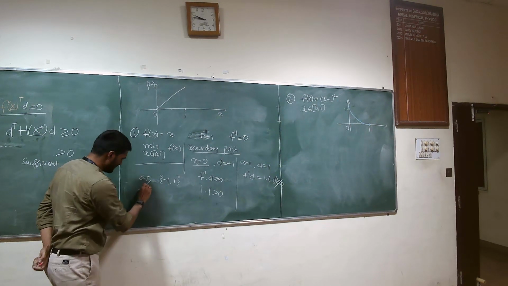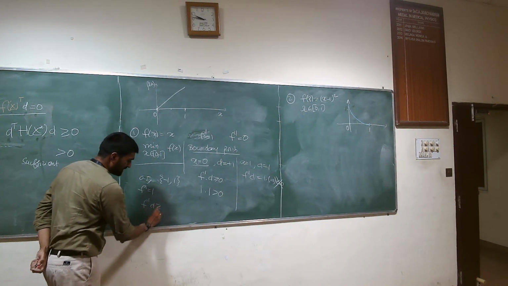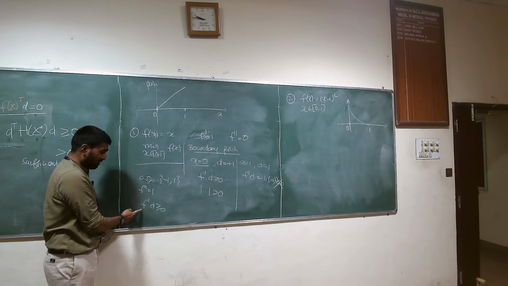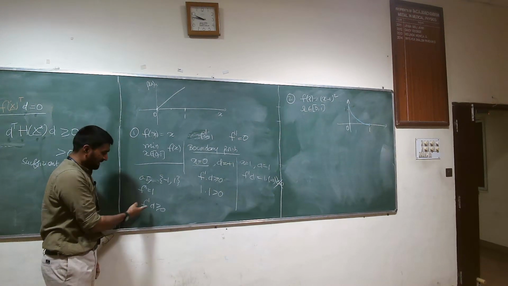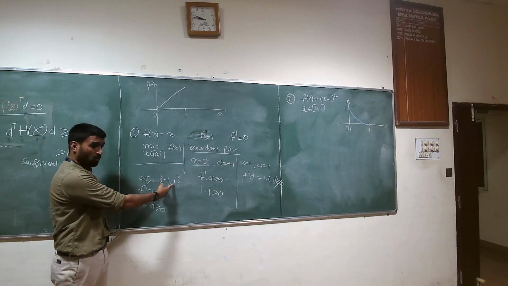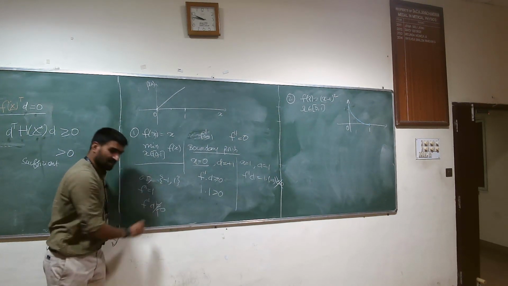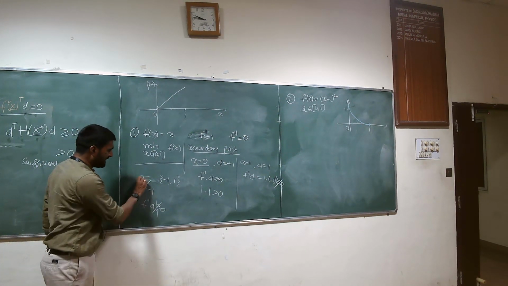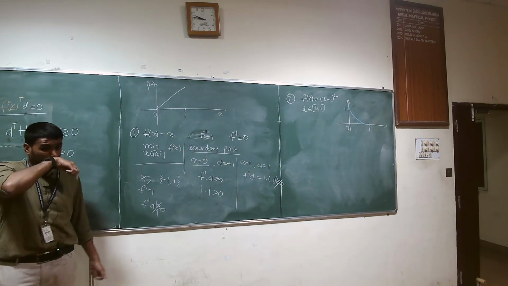My f dash is 1. That means f dash of d. My condition is for any feasible direction, f dash of d has to be greater than or equal to 0. And that's not satisfied here. If I choose my direction to be 1, this is positive. But if I choose it as minus 1, it's not satisfied. That means any internal point does not have a local minimum inside because this is not satisfied.